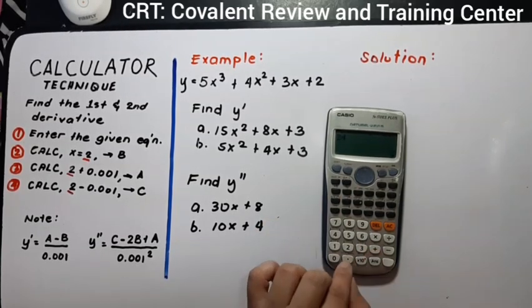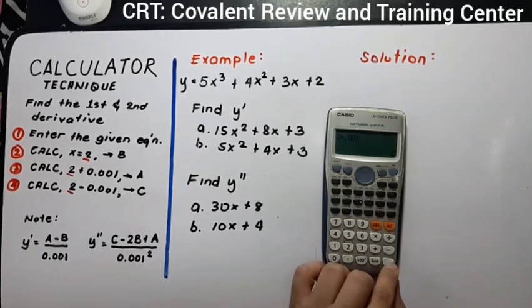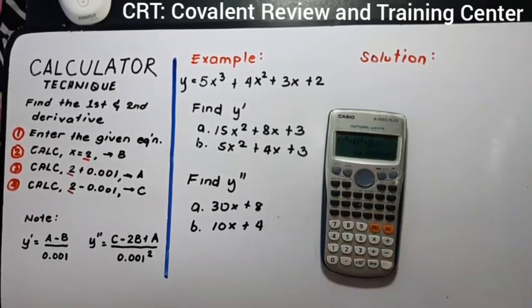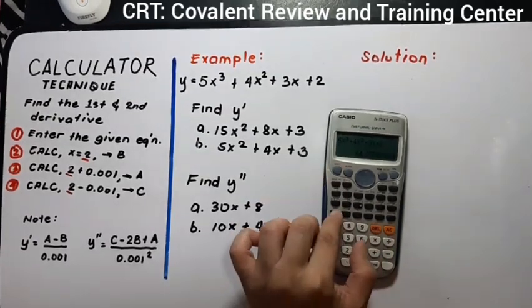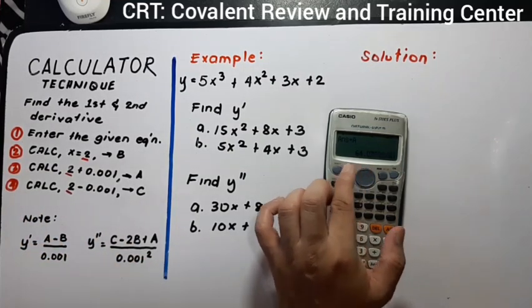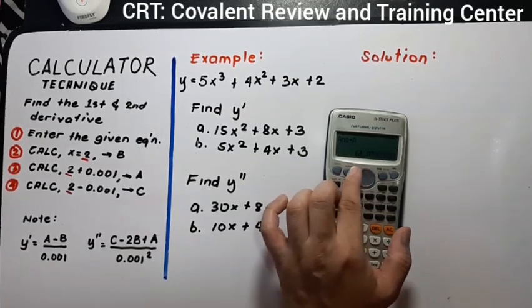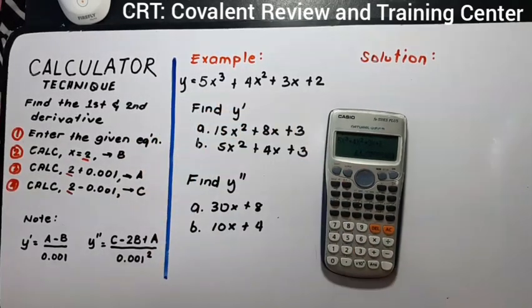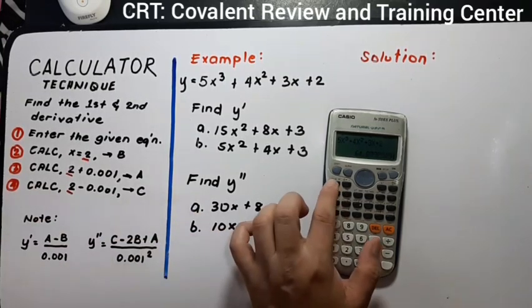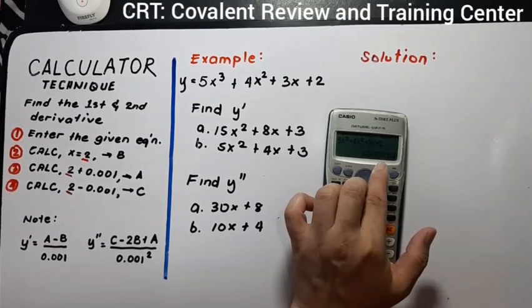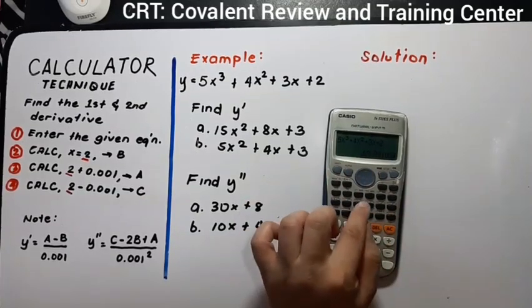Then enter 2 plus 0.001. Press equal sign. The result is 64.079 and so on. So this result will be saved to memory A. Then step number 4 is, let us press again the replay button up so we can show again the original expression. So step 4, press calc, then enter 2 minus 0.001. Press equal sign. The result is 63.92 and so on. Save this result to memory C.